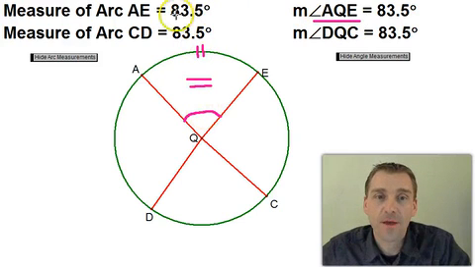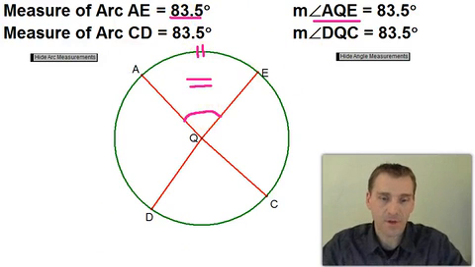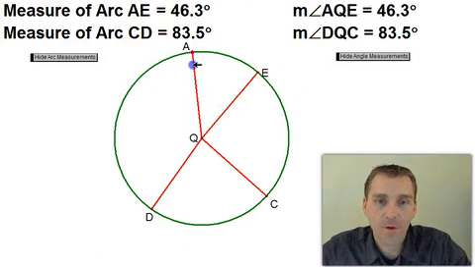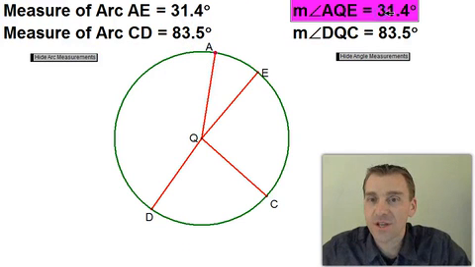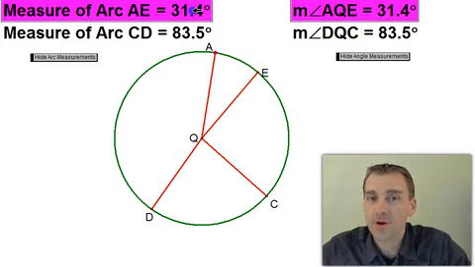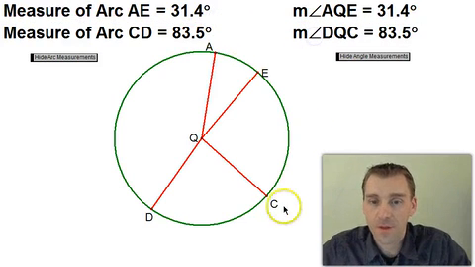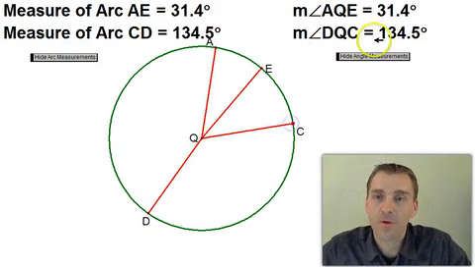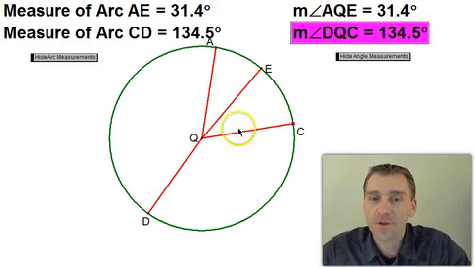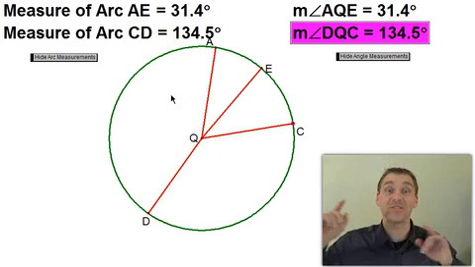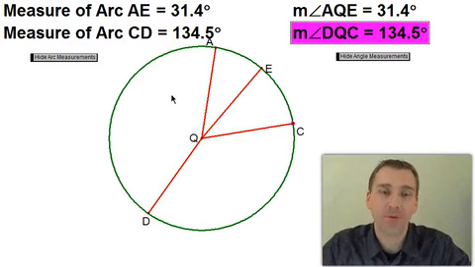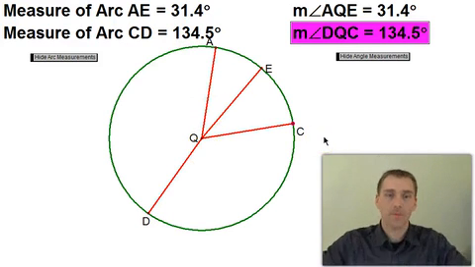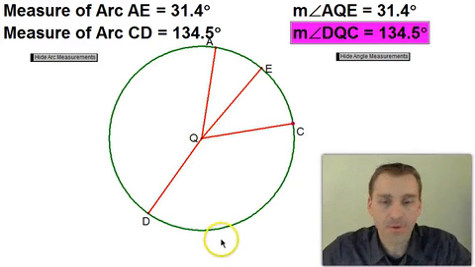Notice AQE was 83.5. Its arc was 83.5. Watch, I'm going to move it so you can see what's up. I'll make it whatever. So notice the central angle is 31.4. Notice the arc, 31.4. Let me do the bottom one. Let me make the angle really big, 134.5. So this angle DQC is 134.5. Check out the arc, 134.5. That's actually not even in this section, but there you go. Hey, it's like a peace symbol. Okay, so let me show you this so you can write it in your notes.